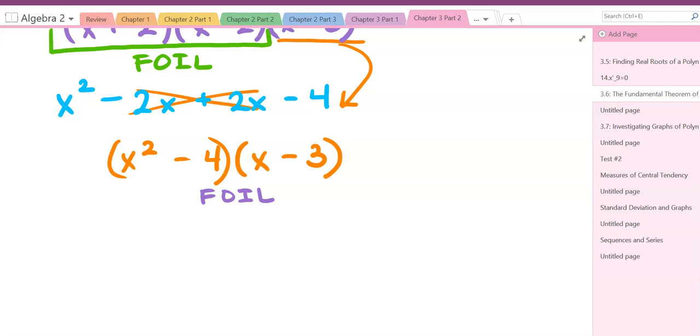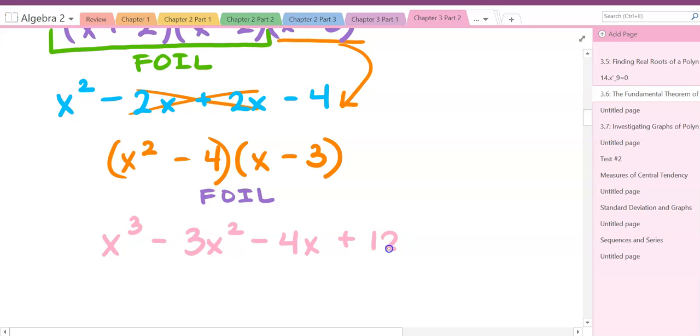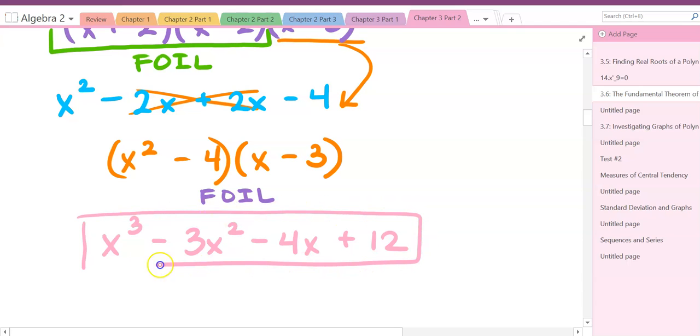So first should have been x squared times x, which is x to the third. Outside terms would be x squared and the -3, so that's -3x squared. Inside would be -4 and x, so -4x, and then last would be -4 times -3, which is +12. Now for this one, there are no like terms. Everything's different, so I can't combine anything, so this is my final answer right here.